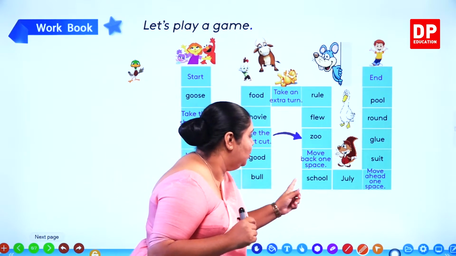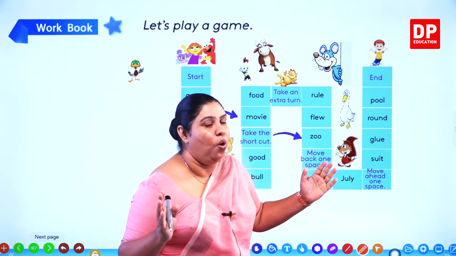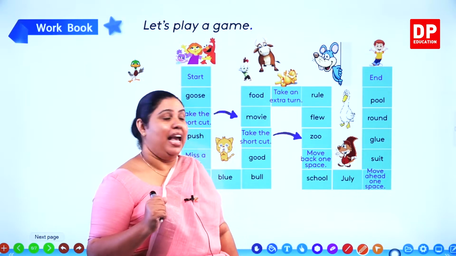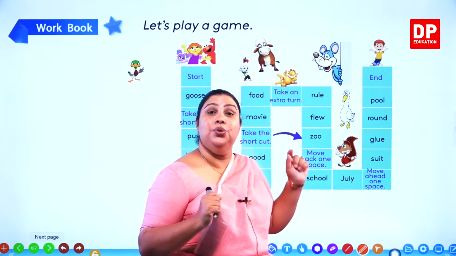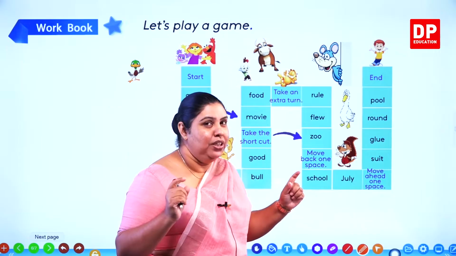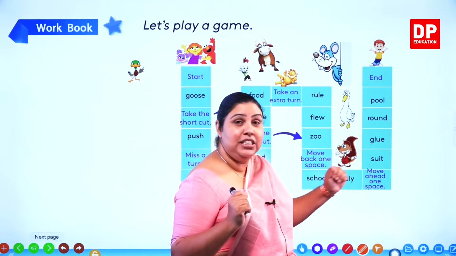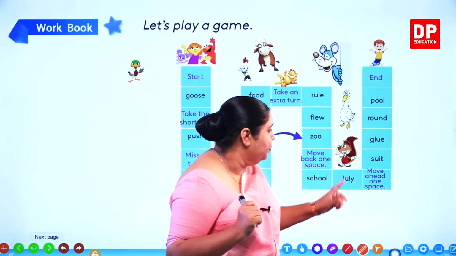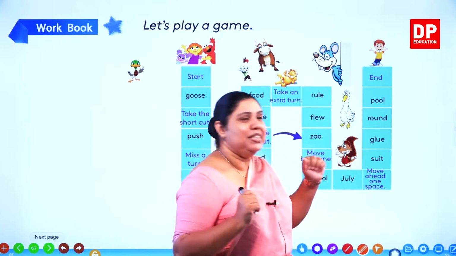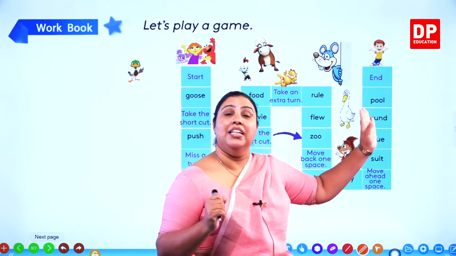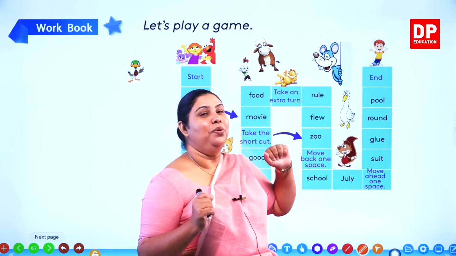Next word, school. A long oo letter word. School. Then we have July. Can you remember? June, July. The next word, July. If we come to this box, what is going to happen to us? Move ahead one space. මෙතනට ආවොත් කියනවා move ahead one space. අපිට ඉස්සරහට යන්නලු එක කොටුවක්.